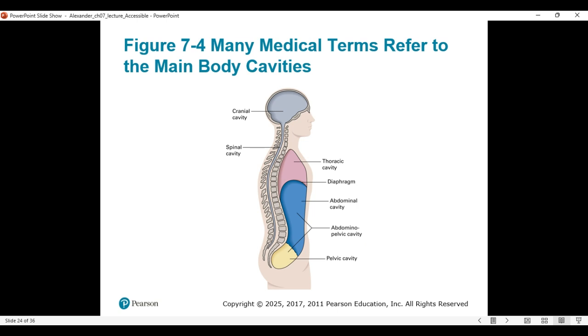Terms referring to body cavities, like the cranial cavity, that's where your brain is. Your spinal cavity is where your spine is. The thoracic cavity is your chest, right? Your abdominal cavity is, of course, your abdominal area. The abdominopelvic cavity is both your abdominal and pelvic, and then your pelvic cavity is in your pelvis area, right?